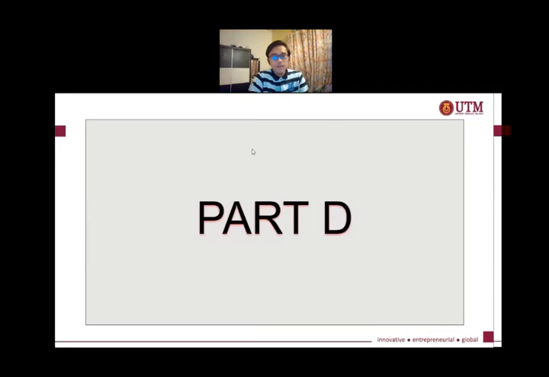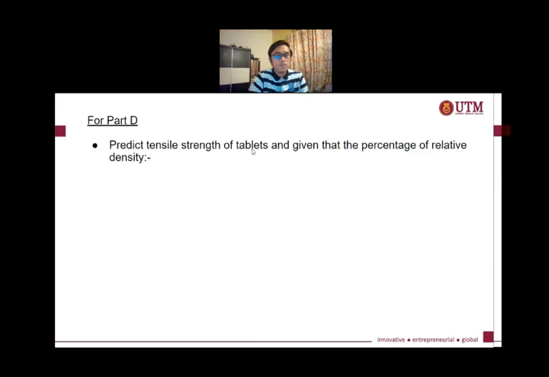So for my part, I'm going to explain question B. For part B, we need to predict the tensile strength of tablets, given that the percentages of the relative density of the tablet are 68%, 74.3%, and 80.1%.